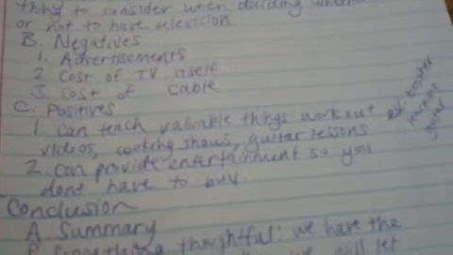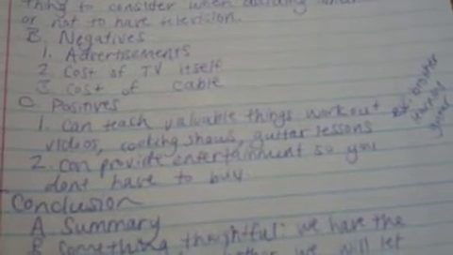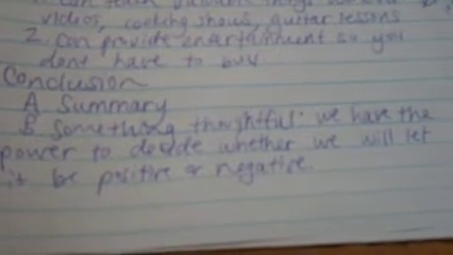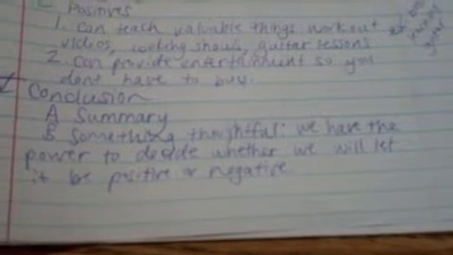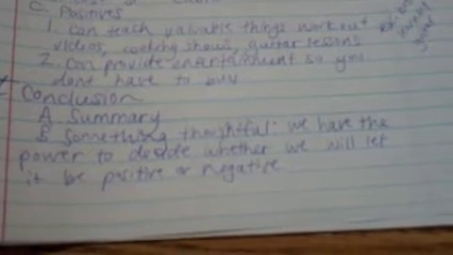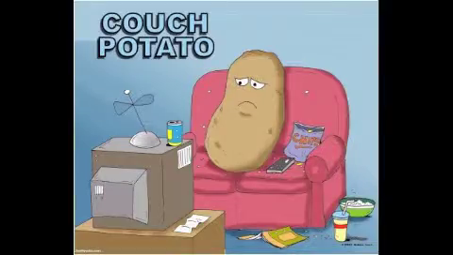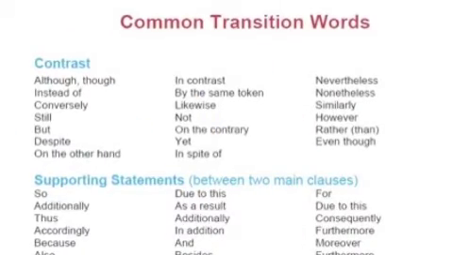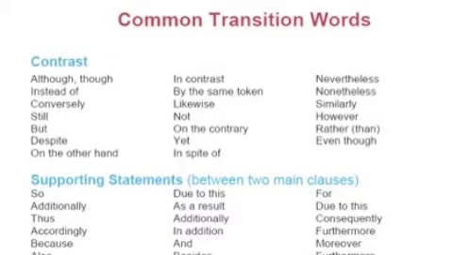Finally, you're ready for the conclusion, which will always include a summary of the main points, being careful not to repeat ideas word for word, and something thoughtful to leave the reader with. In this case, the idea that we have the power to decide how to use our TVs, for good or for bad. Let's look at another important thing to remember while writing a rough draft, using transition words and phrases.